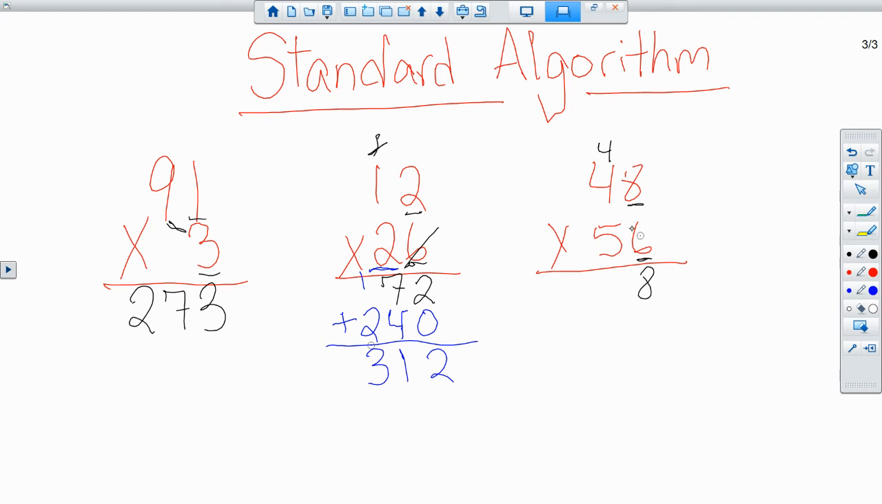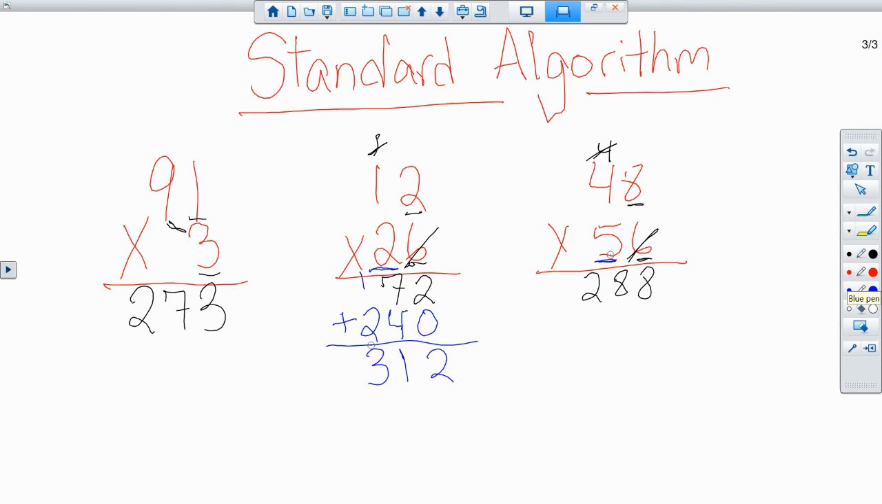Now I'm on 6 times 4. 6 times 4 is 24. Then we have to add what we carried. 24 plus 4 is 28. So I'm going to write 28 in. So now I've officially finished with the 6, and I already used the number I carried. So now I'm going to move on to the 5.